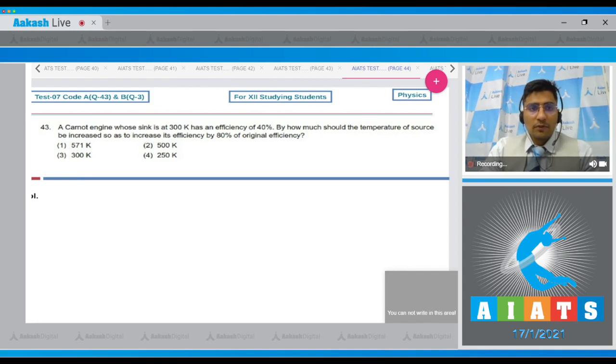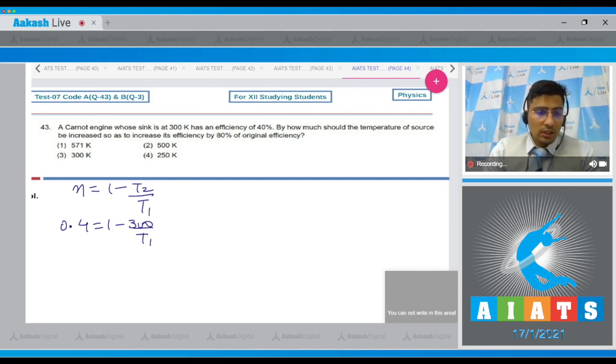Dear student, the efficiency of a Carnot engine is given as 1 minus T2 by T1, where T1 is the source temperature. Now initially 0.4 is equal to 1 minus 300 by T1. Now we have to increase the efficiency by 80%. This means now the new efficiency should be 72%.